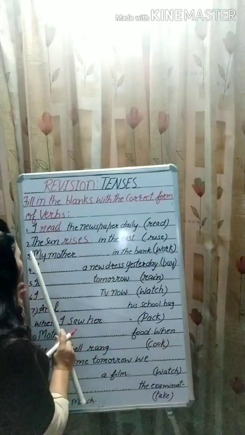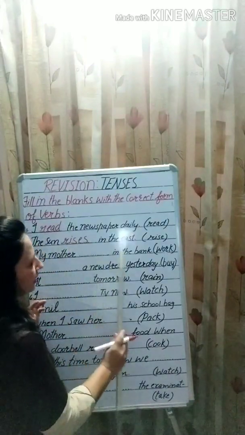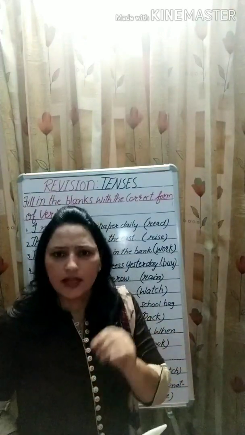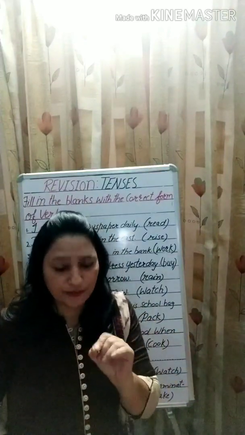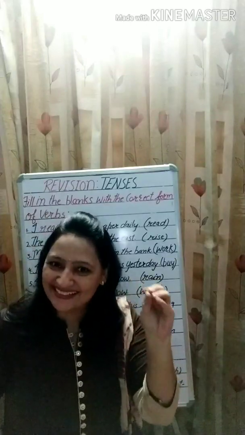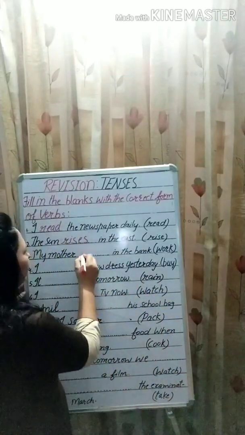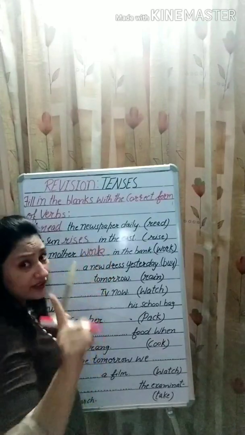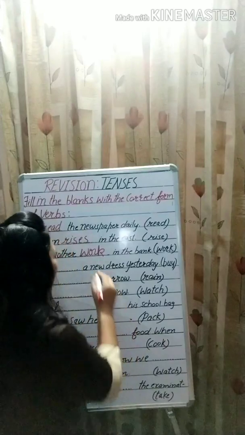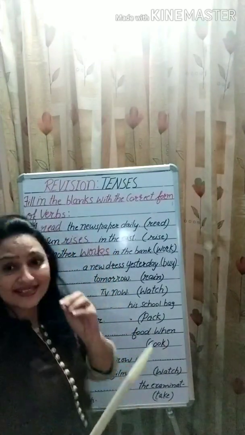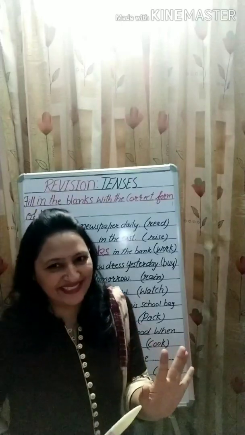Now look at the third one. "My mother dash in the bank." In the bracket, we have the verb work. Now, this statement is true at the time of speaking, showing simple present tense. So here I am going to fill this blank with the first form, that is work. One more thing I am going to add: yes, it's S. You know why? Because mother is a singular subject. I hope it is clear to you.